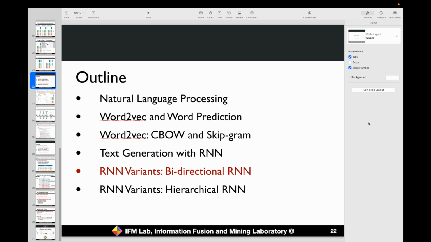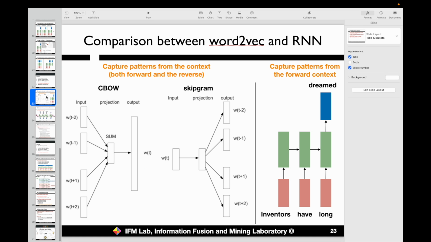Okay, so at the end of this section, we can also discuss two variants of the recurrent neural nets and how to apply them to deal with some natural language processing problems. The first variant of the recurrent neural nets we want to discuss here is called bidirectional RNN, or BRNN for short.